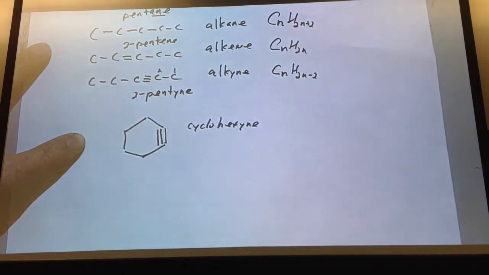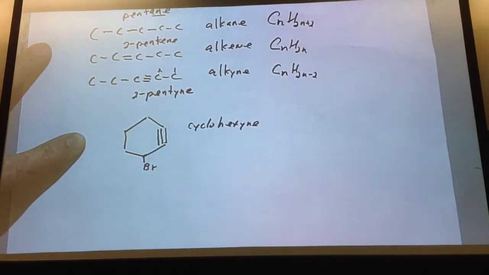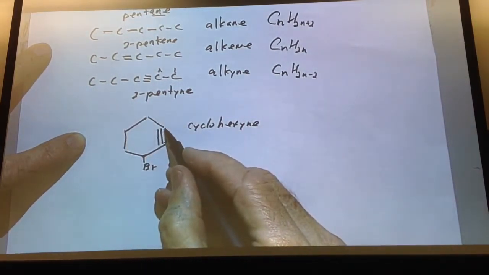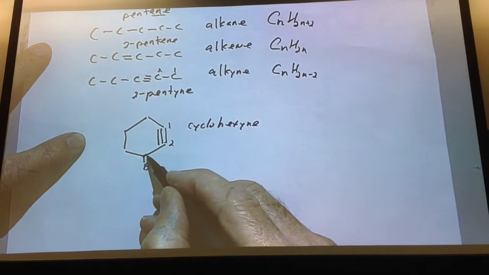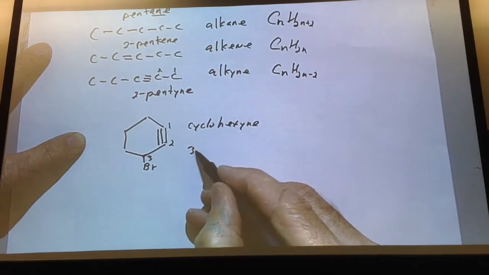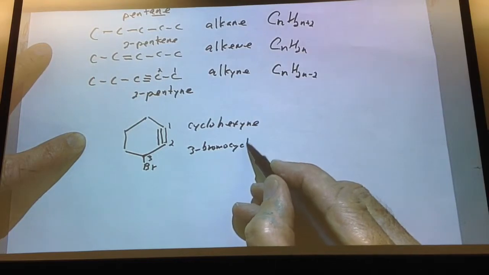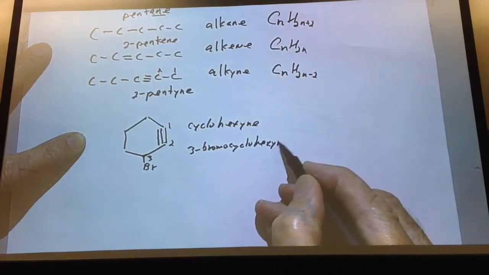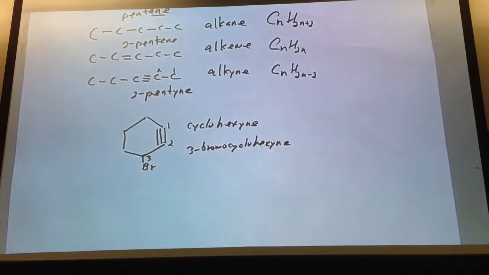And you don't need a number, do you? It's in position number 1. You only need numbers when you have more than one group, like this. Now you need numbers, because the bromine can be here or here or here. And you count the triple bond just like before. So this is carbon 1, 2. Get to the groups. You count through the triple bond. So this is going to be 3-bromocyclohexyne. So I don't need to say where that triple bond is located. It's in position number 1.